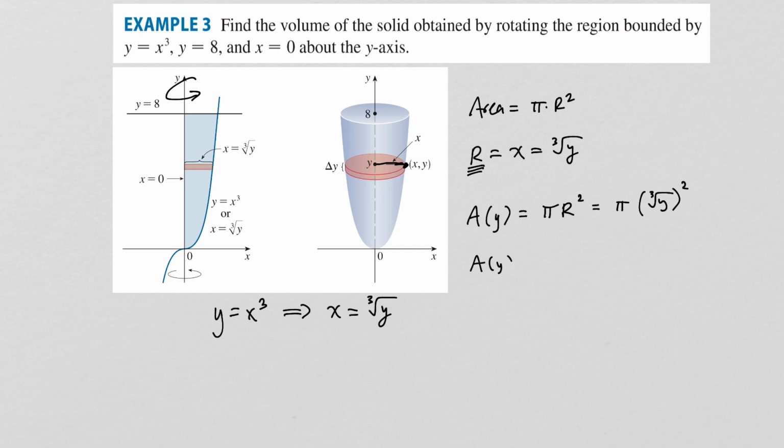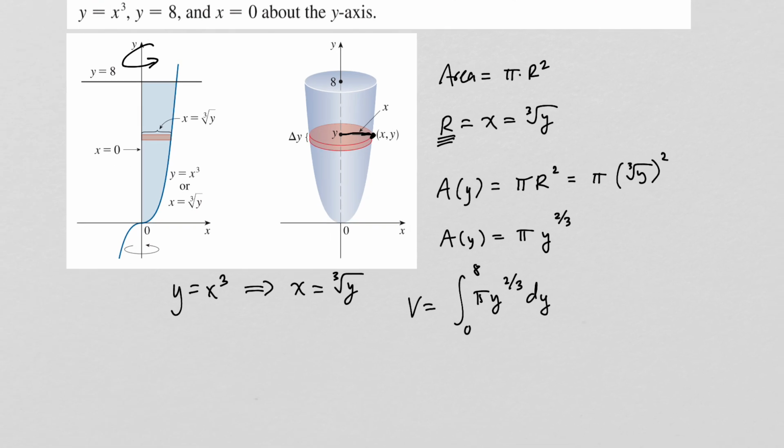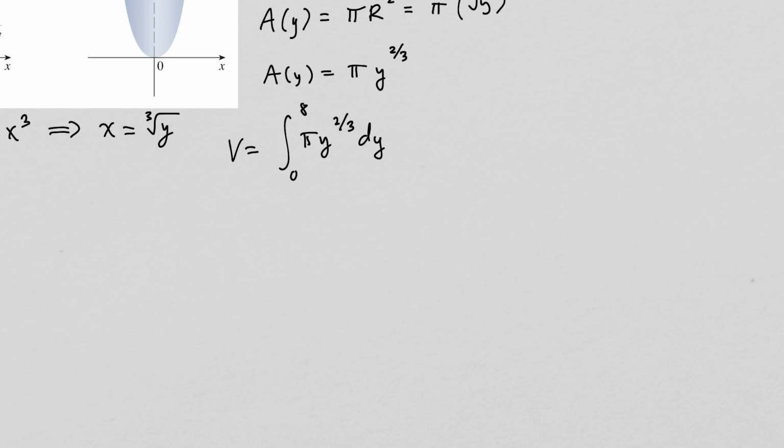And so the area function as a function of y is going to be pi times the cube root of y squared, and let's remember that that is the same as y to the 2/3 power. And so now the volume will be the integral from 0 to 8 of pi times y to the 2/3, and we are integrating with respect to y.